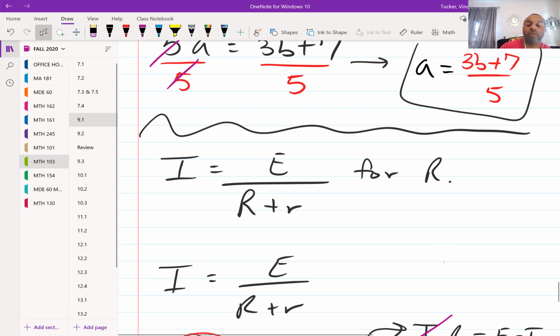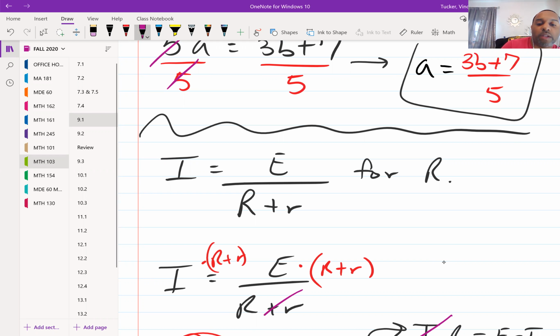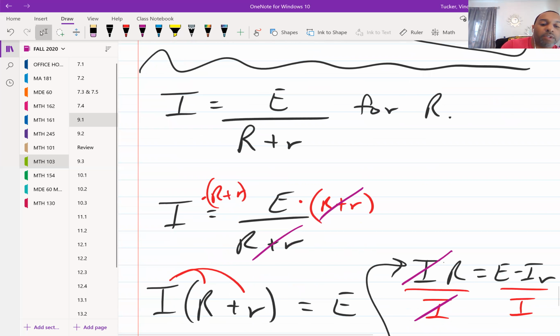All right, so we want to get capital R by itself, but we have to get it out of the denominator first. So we have I equal to E over R plus r. To get the R out of the denominator, one of the ways is we can multiply both sides by that quantity of capital R plus lowercase r. So that capital R plus lowercase r will cancel out on the right, and that will give me I times (R plus r) equal to E.